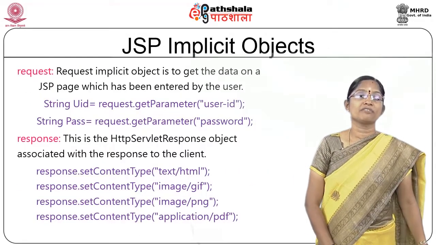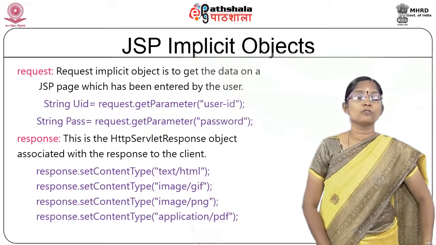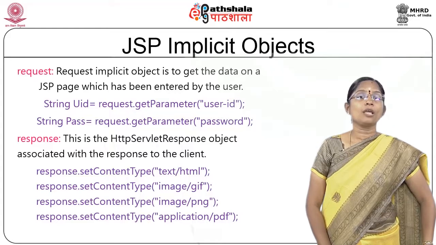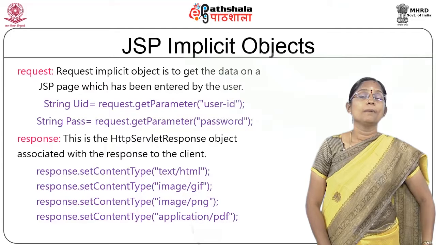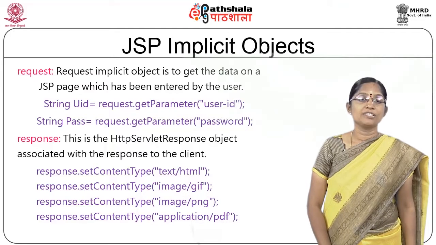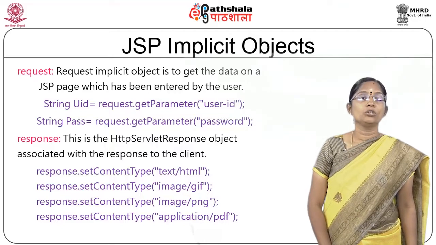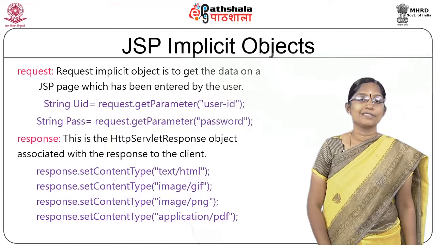Okay, the first object is the foremost thing which is used frequently in a JSP page, which is the request object. The request implicit object is used to read the data from the JSP page when some data has been entered by the user. You can go through an example. String UID is equal to request.getParameter("userID").